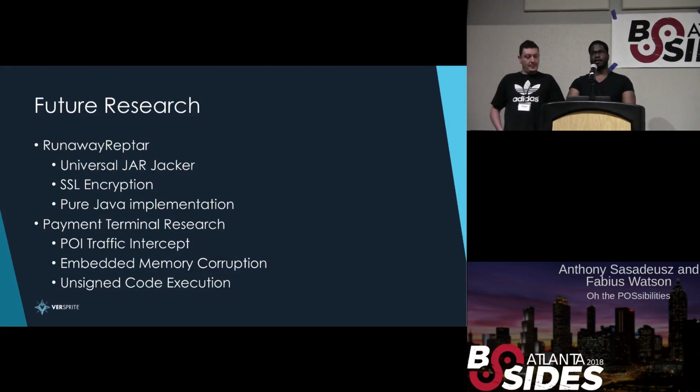So now we're going to talk a little bit about future research. For Runaway Reptar, it's cool, at least I think it's cool, but we want to actually implement a universal jar jacker. We had intimate knowledge of AccuPOS and its jar file and knew what class to target. But if we took a look at the manifest file, identified the main class for the jar file, and modified its bytecode with a Runaway Reptar stub, then we could potentially implement a universal jar jacker. Also, we'd like to upgrade our XOR cryptography scheme to SSL because that's more robust and secure. And lastly, if we implemented a pure Java version of Runaway Reptar, it would be cross-platform. It wouldn't rely on any JNA stuff or DLLs.